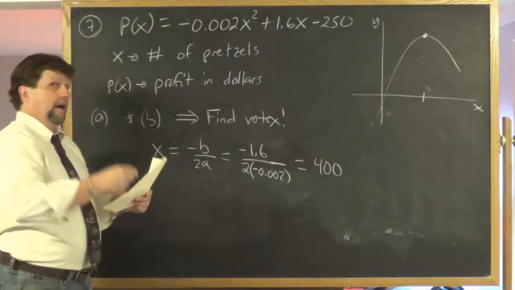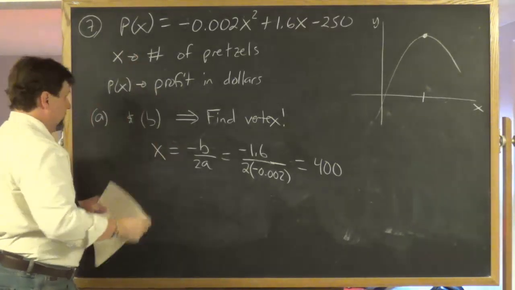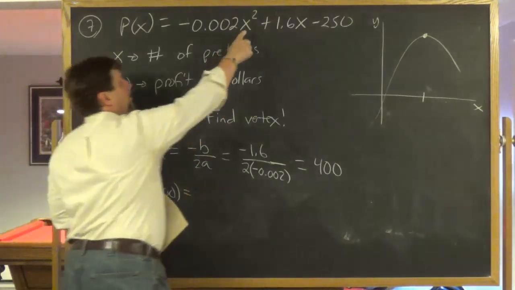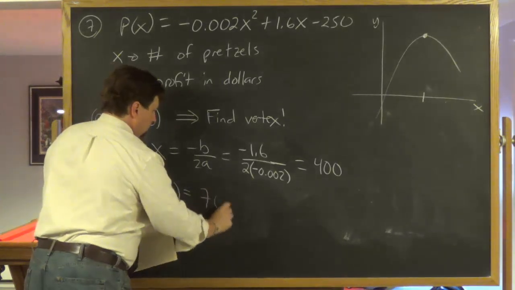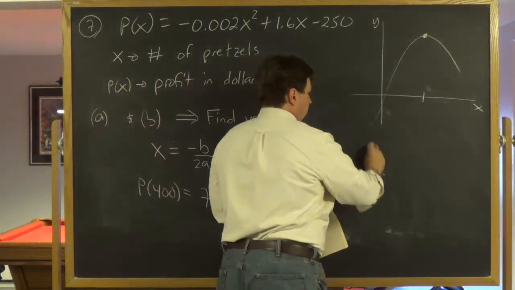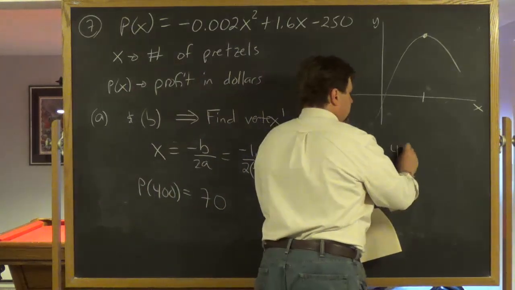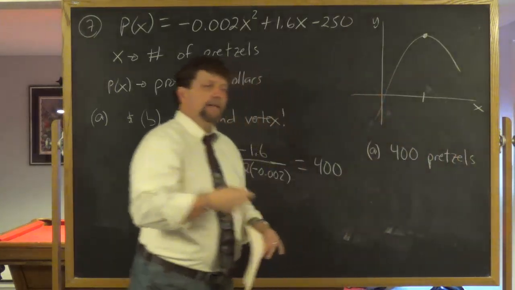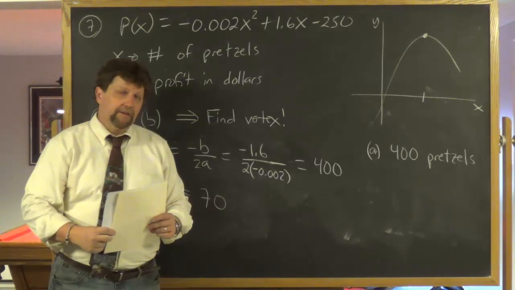And then, to get the y-coordinate of the vertex, I evaluate the profit function at 400. So I'm putting 400 in for the x's, and what comes out is 70. So the answers, to answer each question. Part A, there's the answer: 400 pretzels. That's how many pretzels have to be baked and sold each day in order to maximize profit.